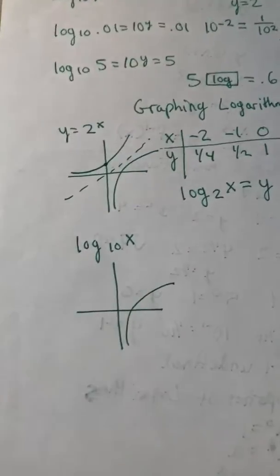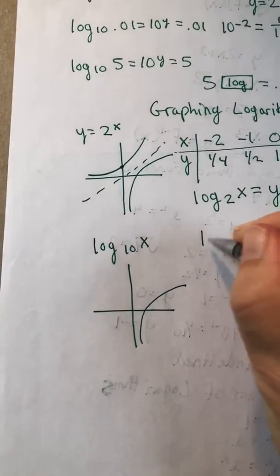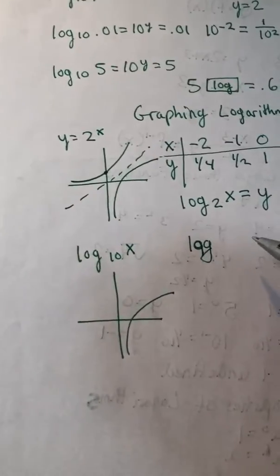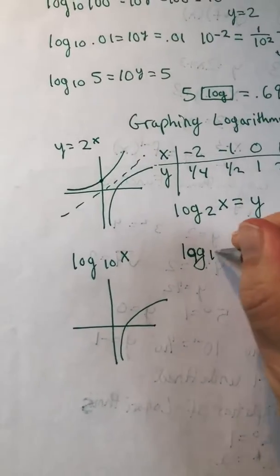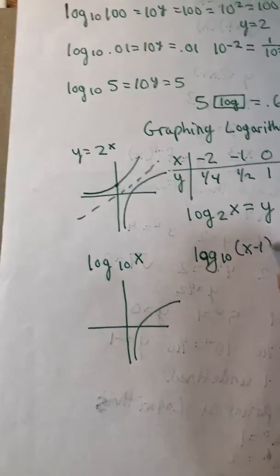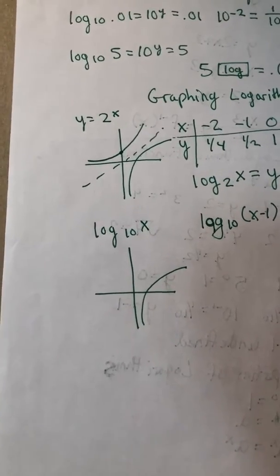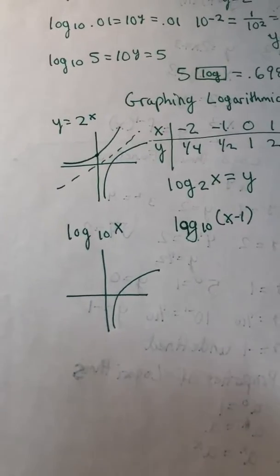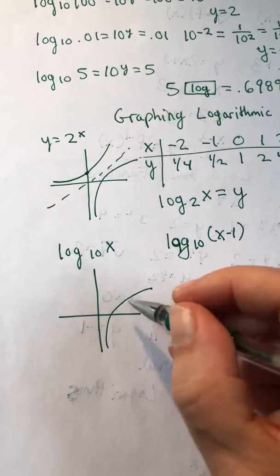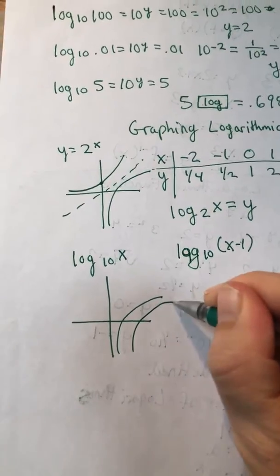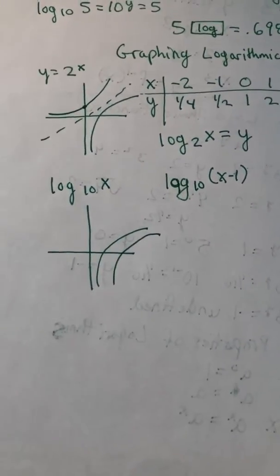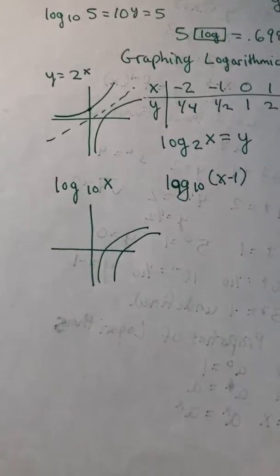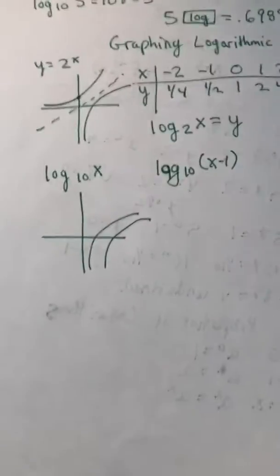If I then look at the function of log base 10 of x minus 1, then that's going to shift it 1 to the right. Even though it's minus, this is counterintuitive, okay, but it shifts it 1 to the right. So it would be over here. But then if I were to add 1 outside of the parentheses or subtract 1, that's going to shift it up or down. So let's look at another one.